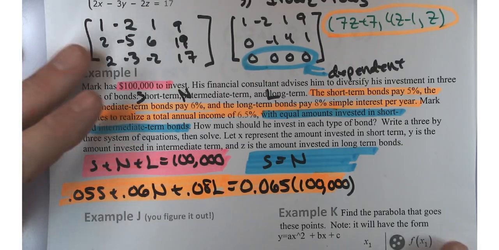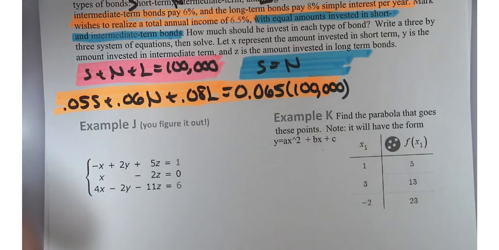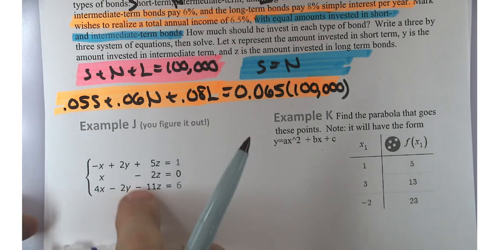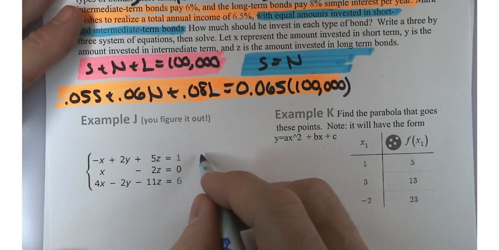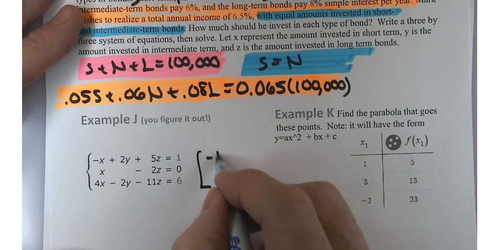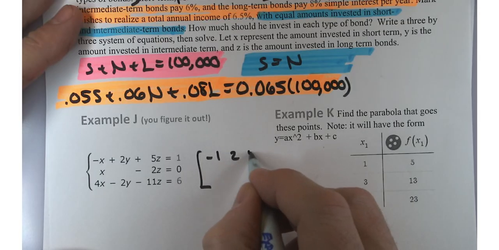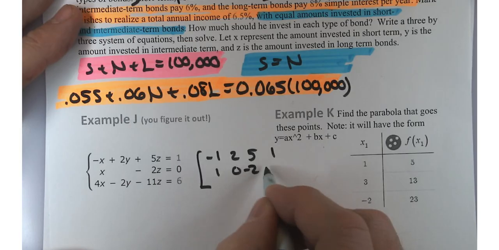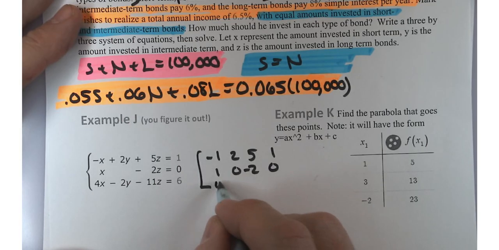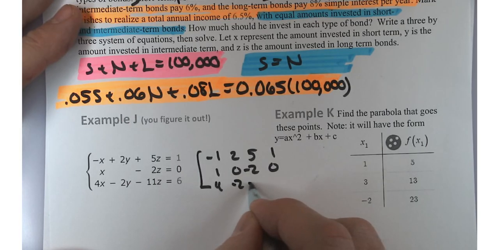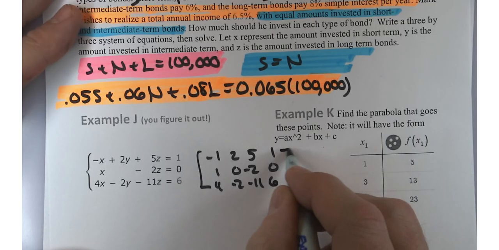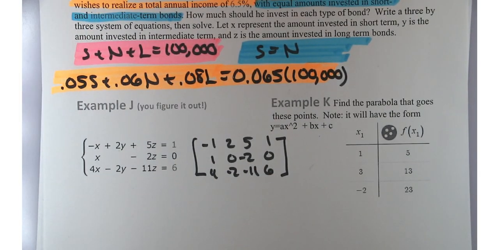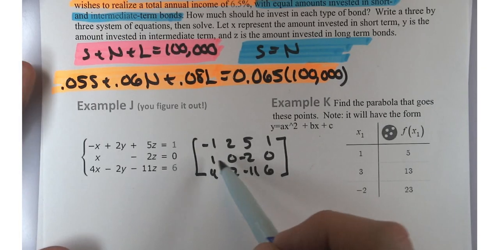Okay, let me give you a chance to work on one. I'll walk around and help out. It's going to be this one. Start by plugging in the augmented matrix. -1, 2, 5, and 1. 1, 0, -2, 0. 4, -2, -11, and 6. See what you come up with on this one. Remember, you want to get the zeros here in this order, this one, and this one.